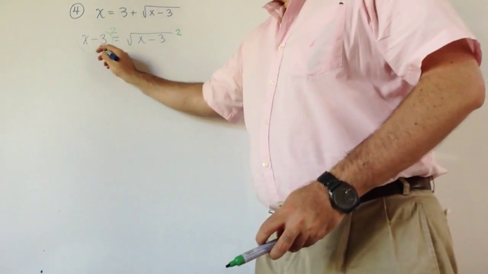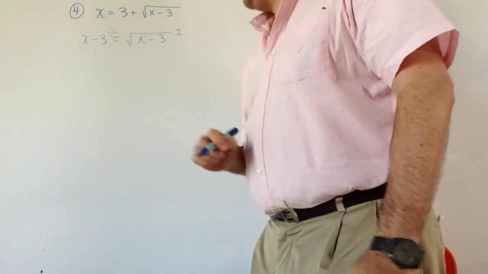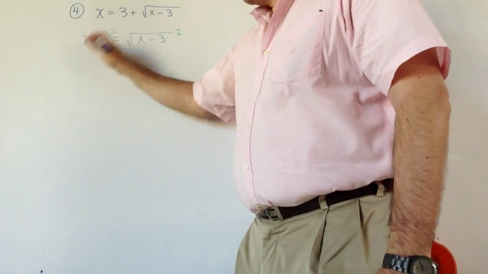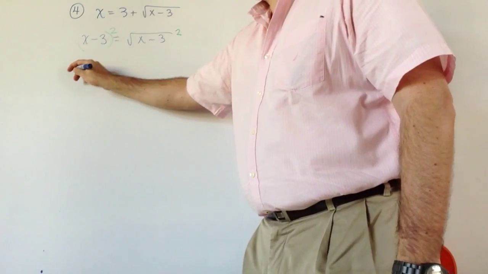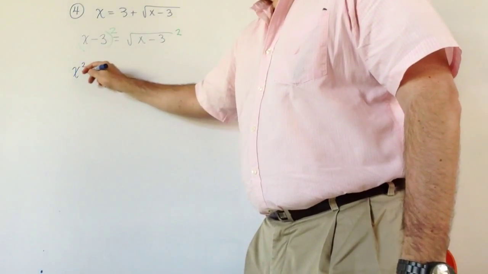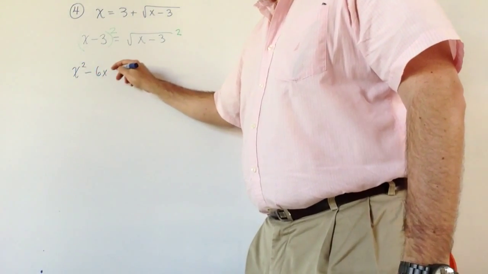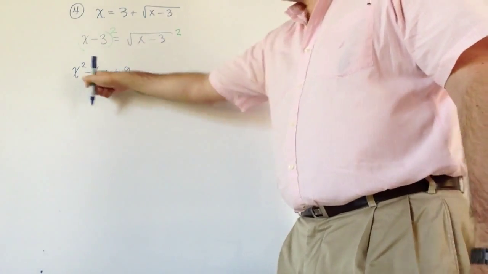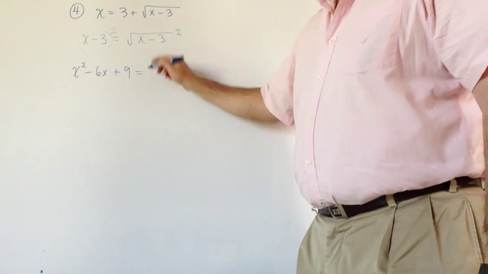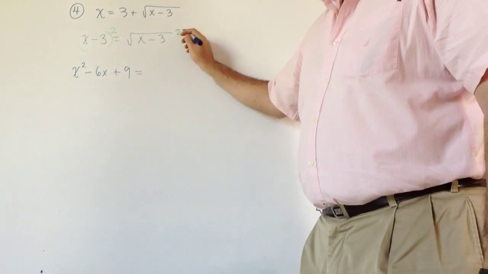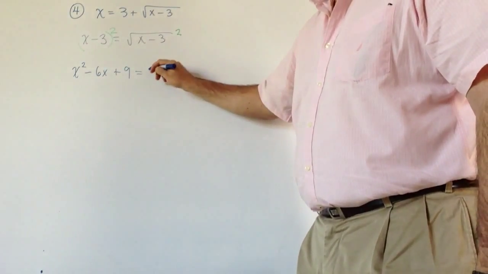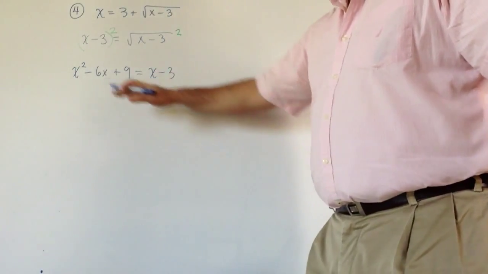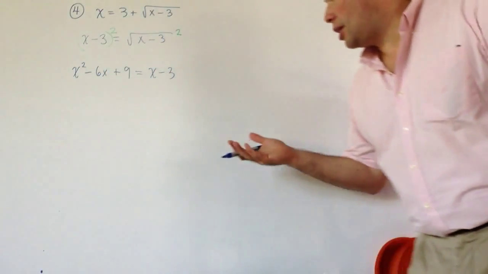Okay. On this side, this is a binomial square. We will get x minus 3 times x minus 3, which is x squared minus 6x plus 9. Remember to put the two parentheses and multiply out. This is what you get. Over here, we get x minus 3 because the square cancels the root. So we now have a quadratic equation.